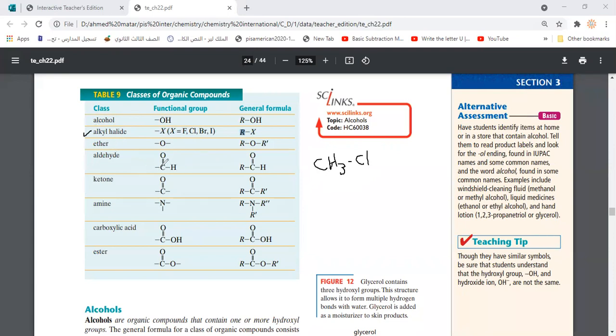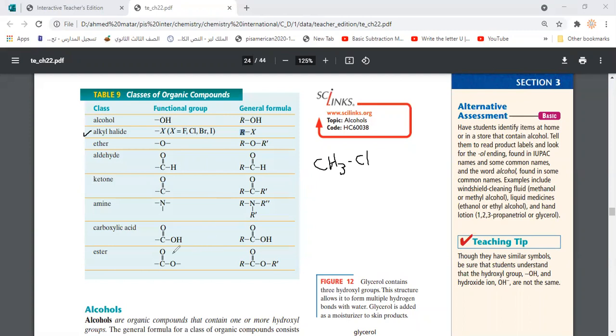Here is another one, the CHO, actually pronounced like this. That's the group of aldehyde. Any organic compound that contains CHO is an aldehyde, and CO is ketone. N is the functional group we call amine, and COOH is the carboxyl group, or carboxylic acid, so it's an acid. And COO is ester.